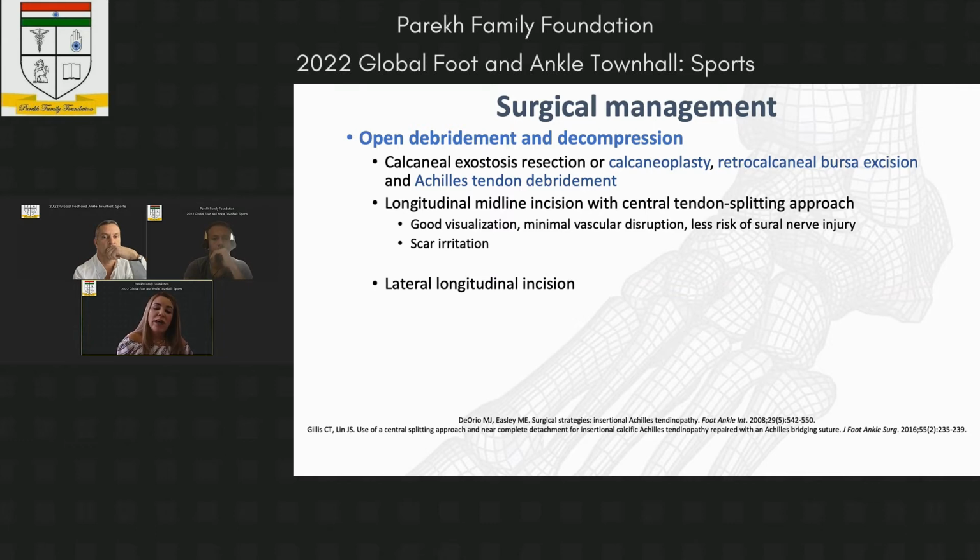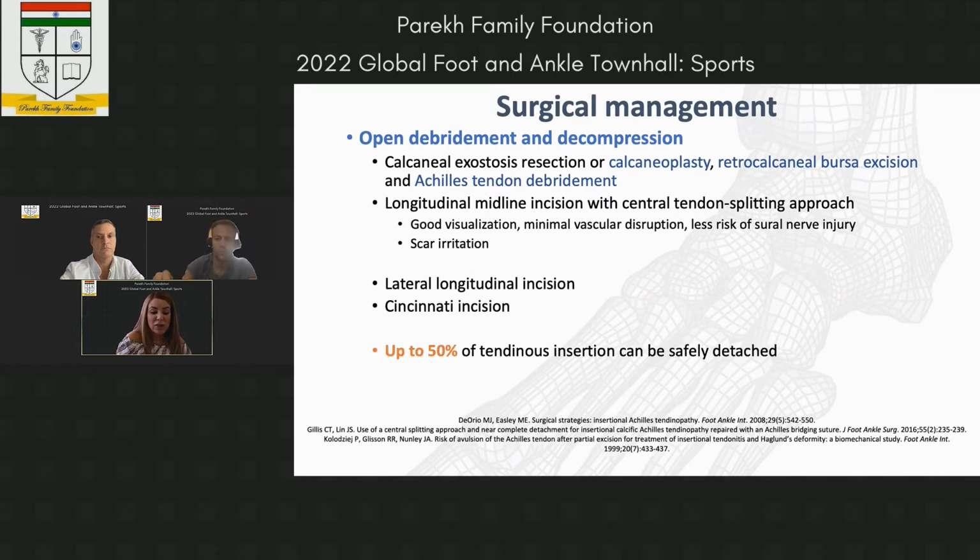We can also have a lateral longitudinal incision, and this is helpful because the risk of detachment of the Achilles tendon is less. When you go lateral, you don't detach as much as if you were to go medial, because the medial attachment is bigger than the lateral one. And the Cincinnati incision is a transverse incision, and what this helps is better cosmesis, better patient satisfaction, and fewer problems with scarring.